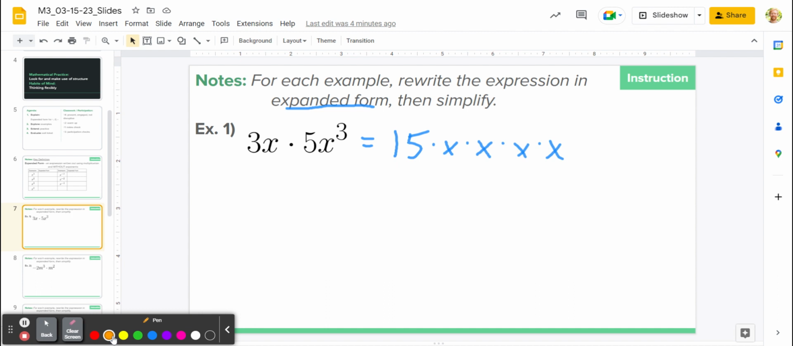So then if we want to simplify it back together, here's the simplify step. We can recondense that down where we have x times itself 4 times. So we're going to have x to the 4th power.